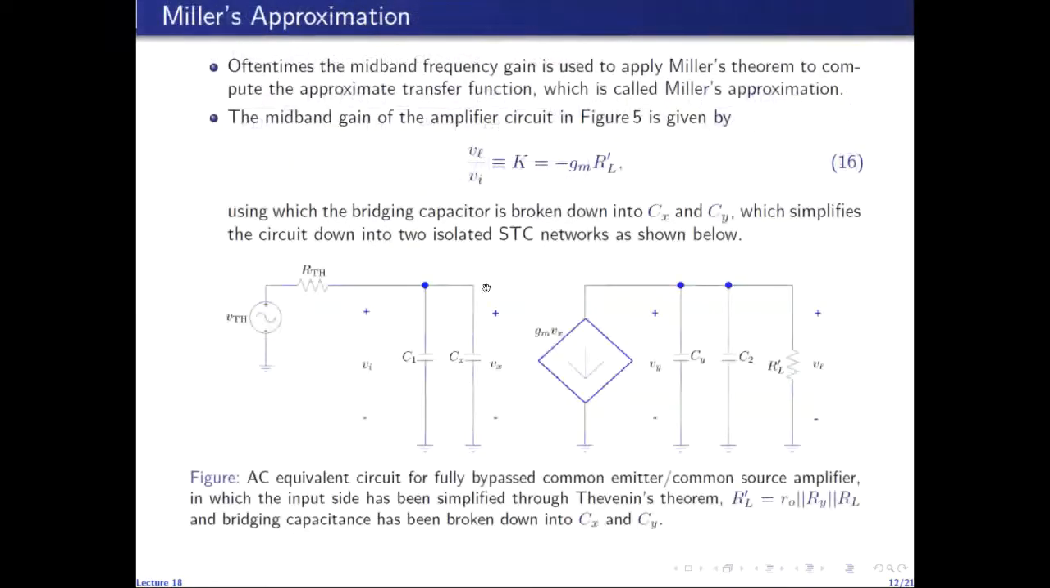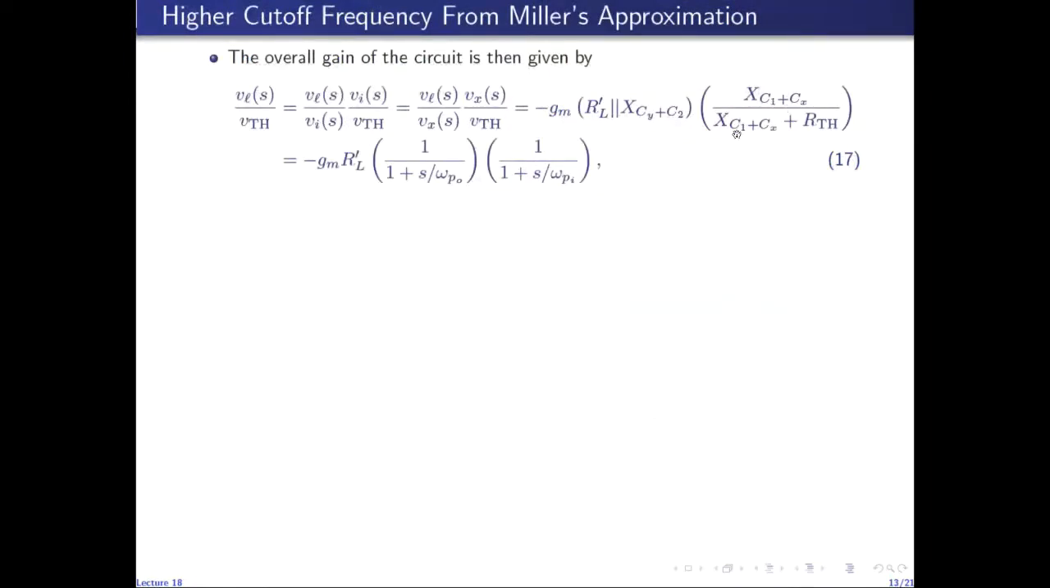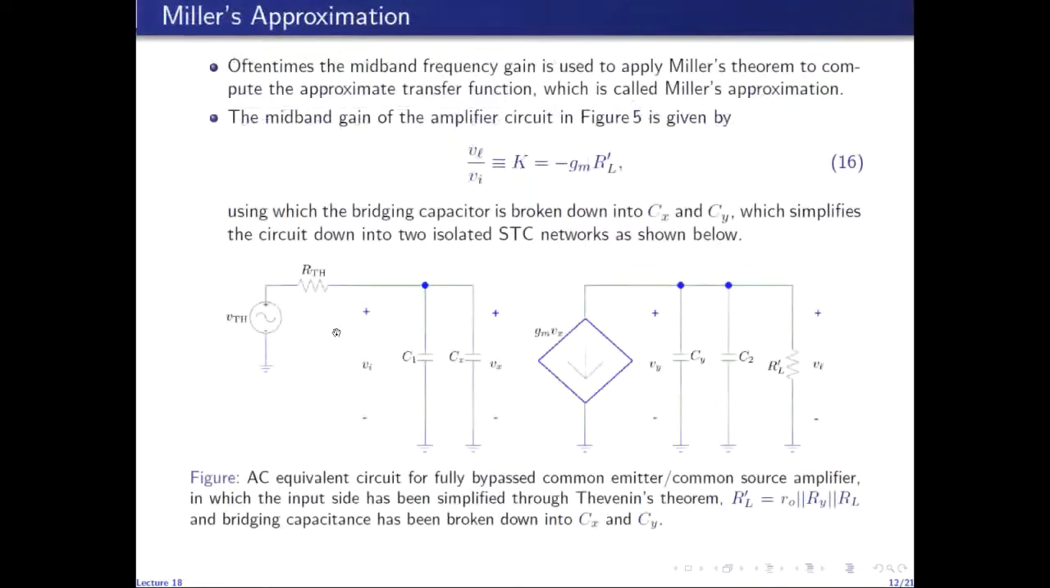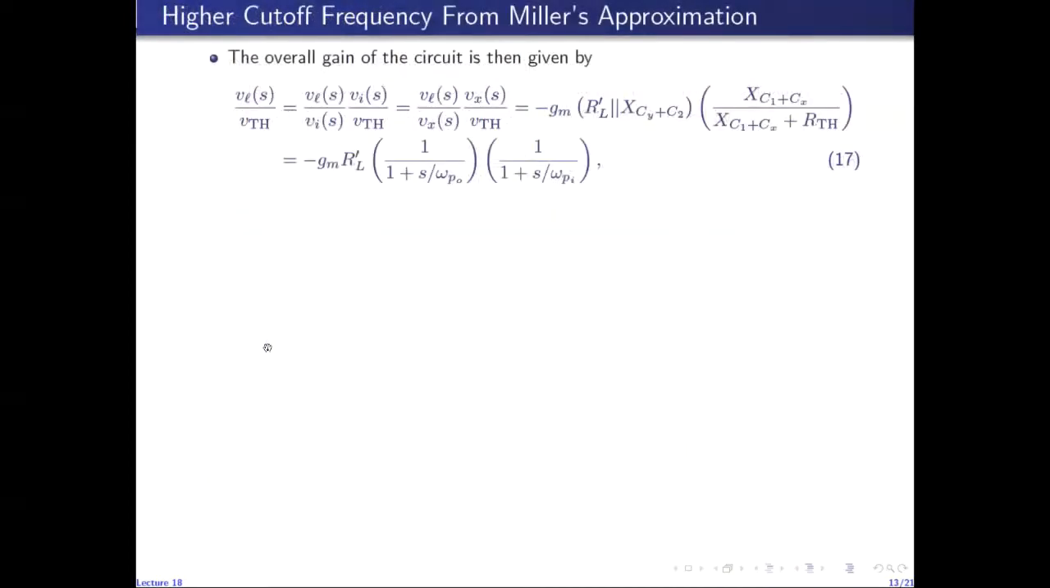Similarly, Vx over V Thevenin is given by the division of V Thevenin between R Thevenin and this equivalent reactance. So this equivalent capacitive reactance is the capacitive reactance of C1 plus Cx. So the capacitive reactance of C1 plus Cx divided by that reactance plus R Thevenin gives us Vx over V Thevenin. By opening up this parallel combination and simplifying, you will be very easily able to see that the resulting expression can be written in this form as a product of these three factors, where this is the midband gain of the amplifier, and these are the two.